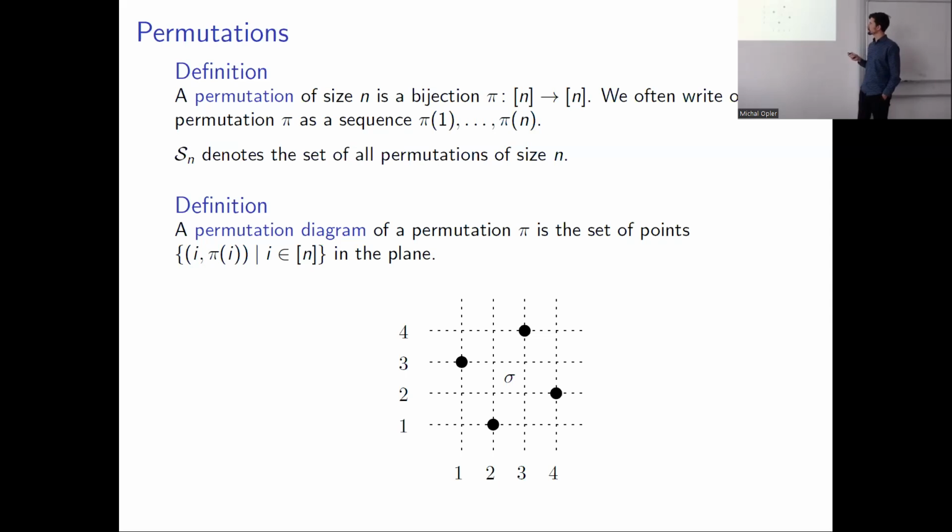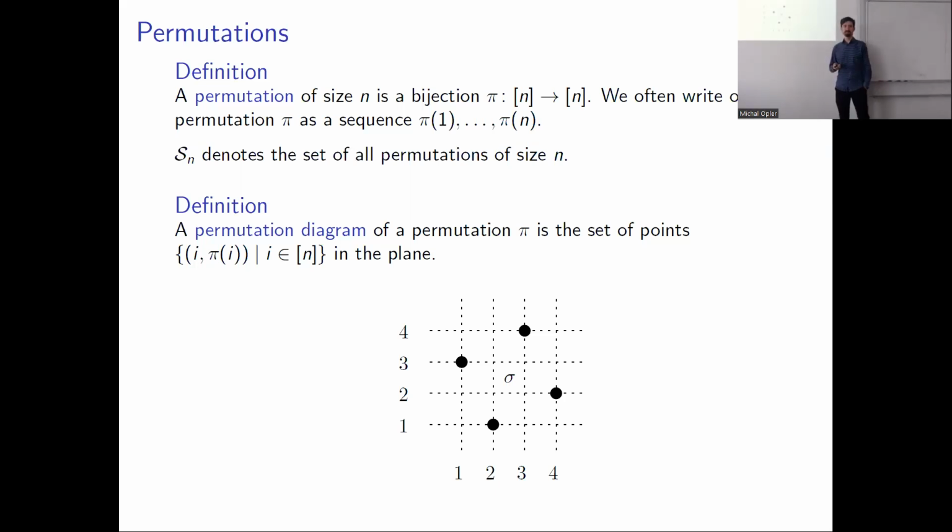A very useful way of thinking about permutations is often more geometrical rather than mappings or one-line sequences. And that's the permutation diagram, where we just take the permutation and plot it out as points in a plane. So this would be the permutation 3, 1, 4, 2. On the x-axis we have i, and on the y-axis we have the functional value of i.